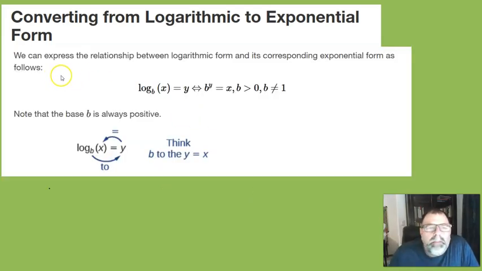Okay, so now back to the text. We can express the relationship between logarithmic form and its corresponding exponential form as follows. So basically right here, this double-sided arrow means equivalent to, or if and only if, depending on what we're talking about, right? Same thing. So this statement is true if and only if this statement's true. Or you can say this statement is equivalent to this statement, right? So this is how you convert between log form, this is the log form, and this is the exponential form.